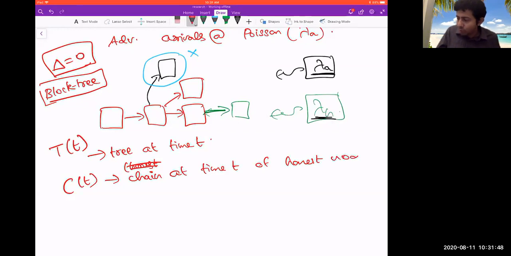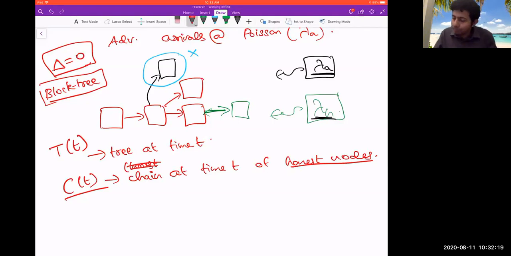Since delta equals 0, we'll assume that all honest nodes have the same view, because any block that's sent, all honest nodes receive at the same time. But C of t is the longest chain at time t that's maintained by the honest nodes. The actual longest chain in T of t may be longer, but this is the chain that has been exposed to the honest nodes.